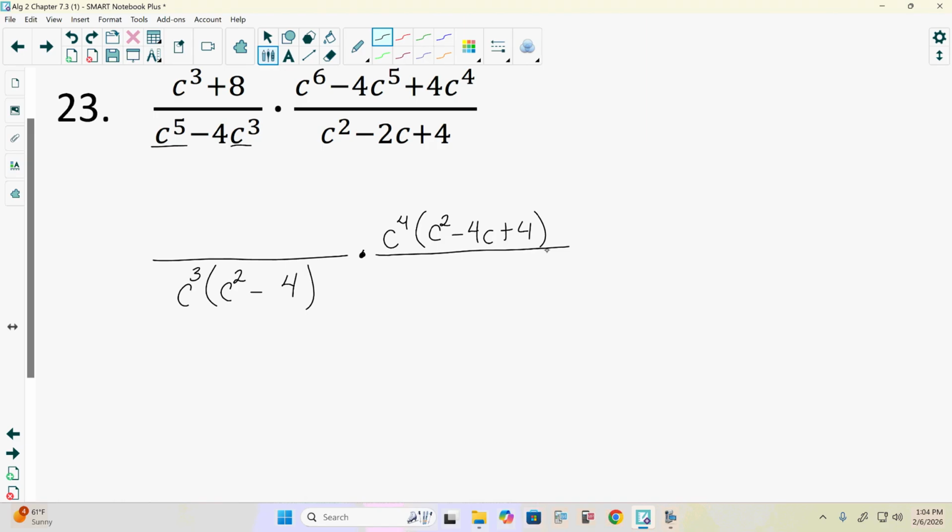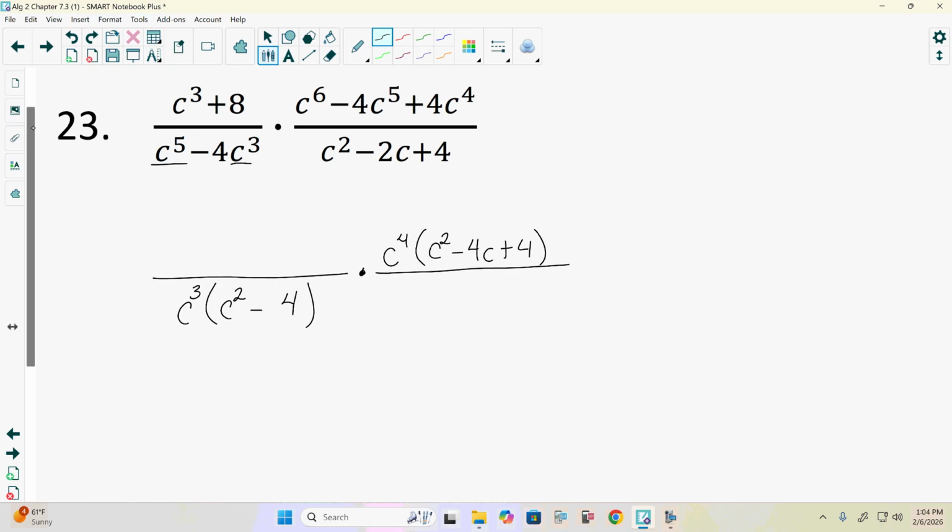Now we have 2 places left. We have the c squared minus 2c plus 4, and we have c cubed plus 8. I'm going to leave the c squared minus 2c plus 4 alone for a moment, because I know that c cubed plus 8 is a sum of 2 cubes. C to the 3rd kind of gives it away. What times itself 3 times is c cubed? Well, that's just c. So that's fine. What times itself 3 times is 8? 2. So 2 to the 3rd.